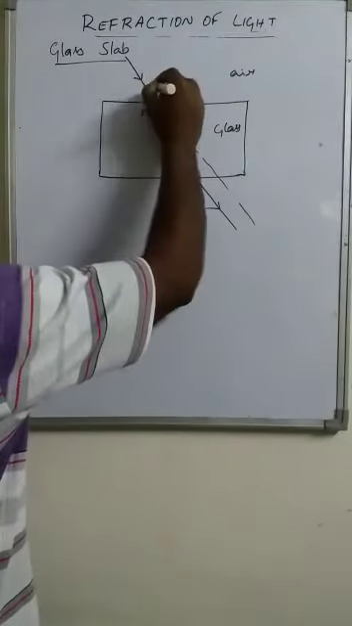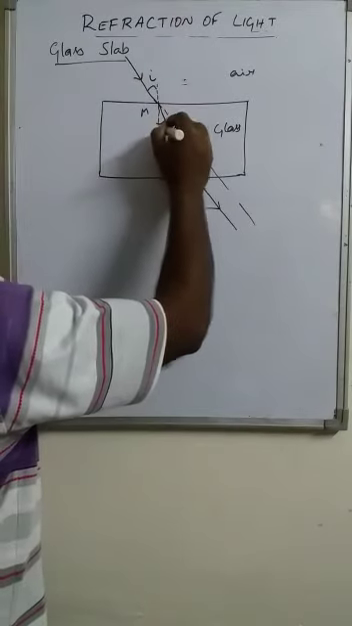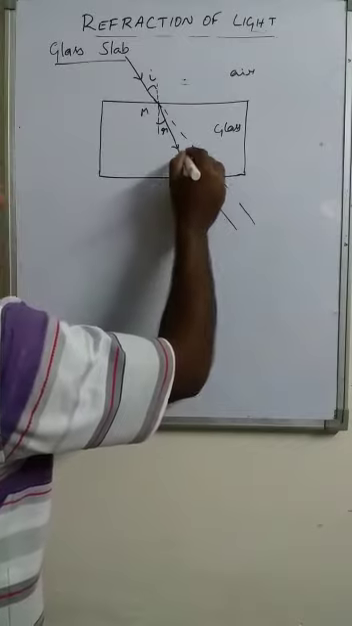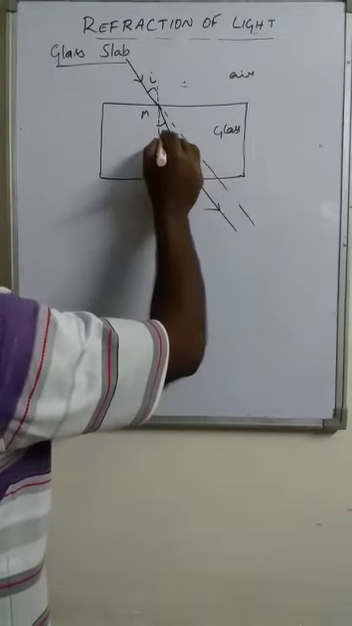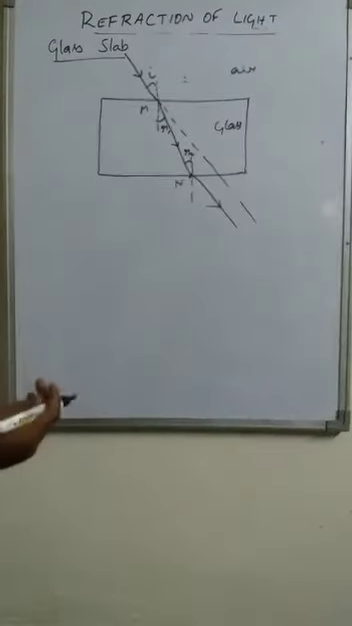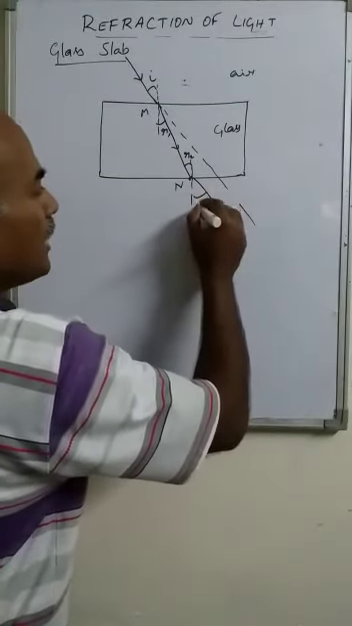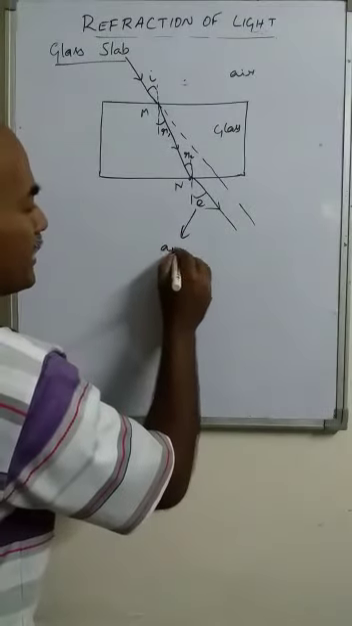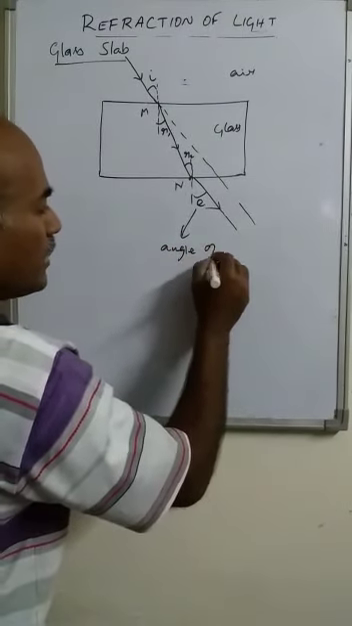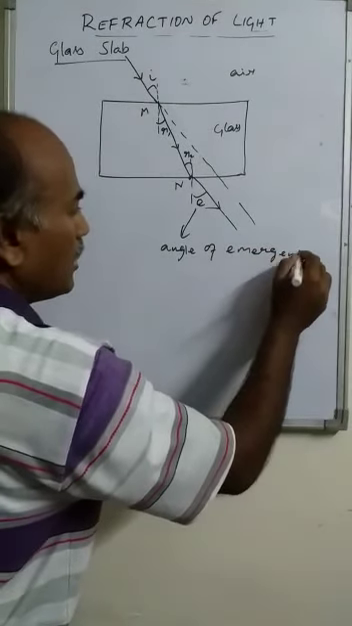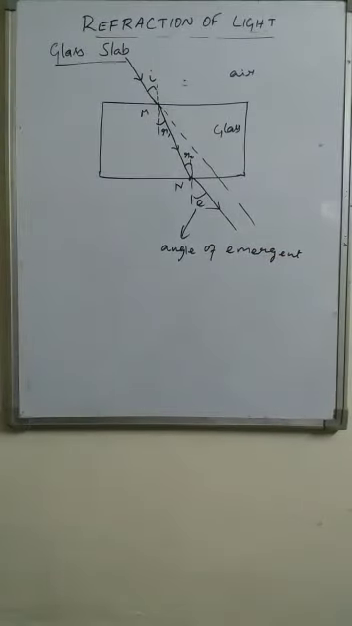And this is the angle of incidence and the angle of refraction. Here this is also taken as an angle of refraction. This is angle of refraction 1, angle of refraction 2. Finally, the light ray emerged from the glass slab, and that's why we say it is the angle of emergence. Now this is how the light ray is refracting through this glass slab.